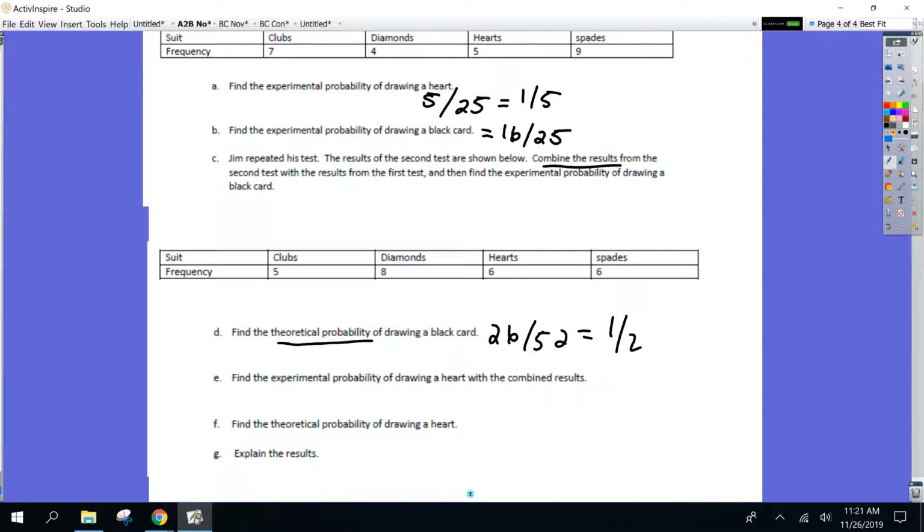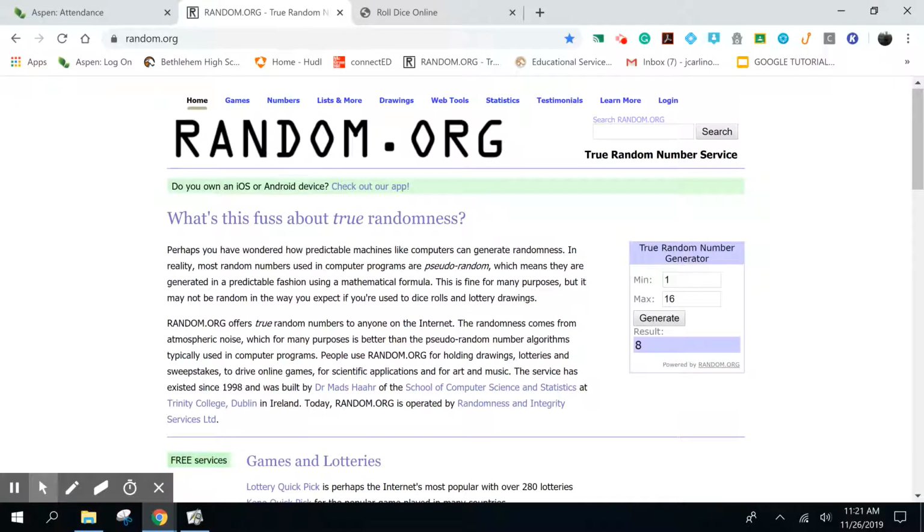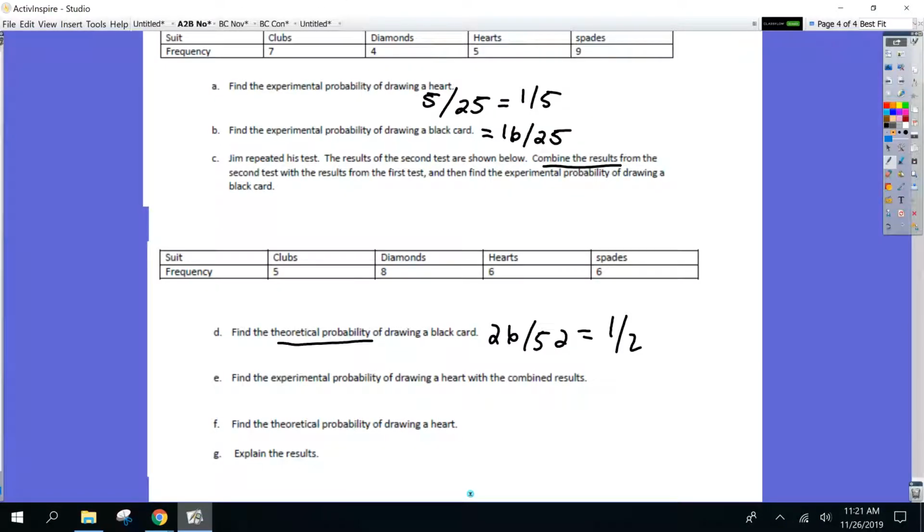Find the experimental probability. You drew a heart now. Remember, you're combining both. Combine both charts for me. Experimental probability, you could draw a heart out. Okay, so how many hearts from both experiments did he draw? 11 out of, now how many cards total did he? Knew it was 25 up top. I believe it was 25 again, right? So 11 out of 50.